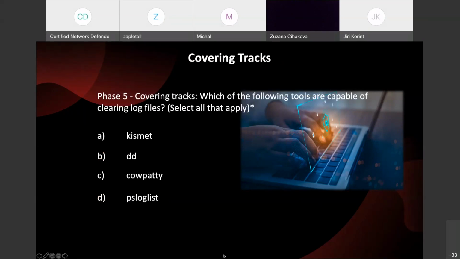Then we'll come on to covering tracks. Which of the following tools are capable of clearing log files? A, B, C, or D: Kismet, dd, Clear-EventLog, or PsLogList. And that's it, the final question. Hopefully, I'm sure some of you got 5 out of 5.